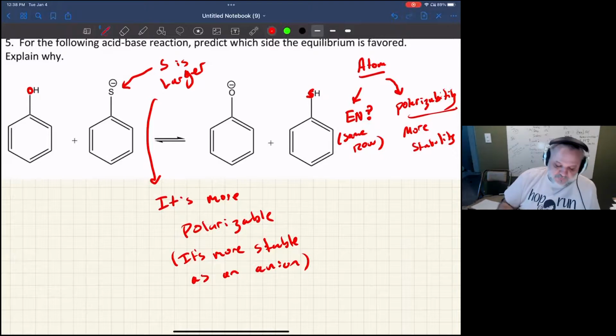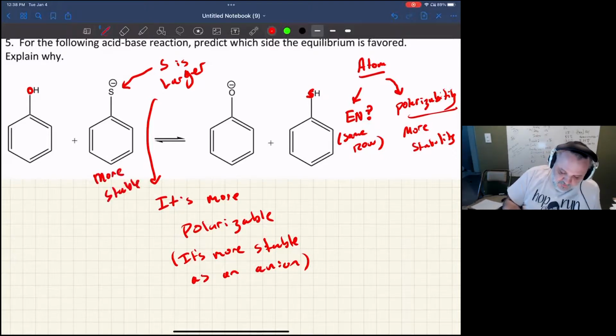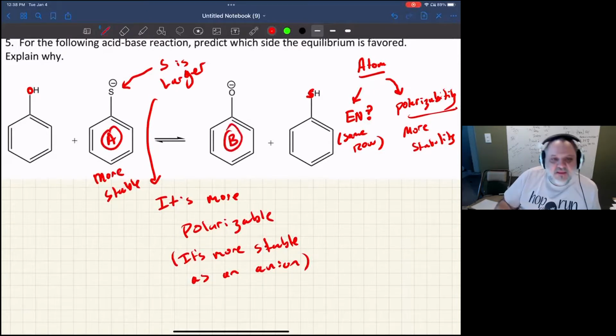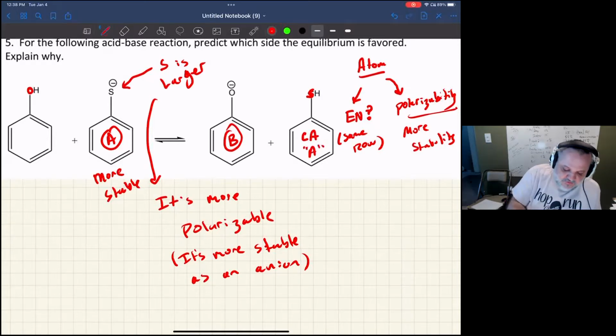So what does that mean? This one is more stable than this one. So A is more stable than B. So what does that mean? That means that conjugate acid A is a stronger acid than conjugate acid B.